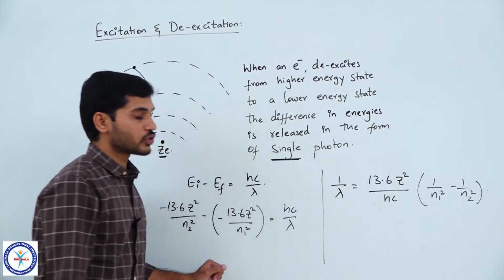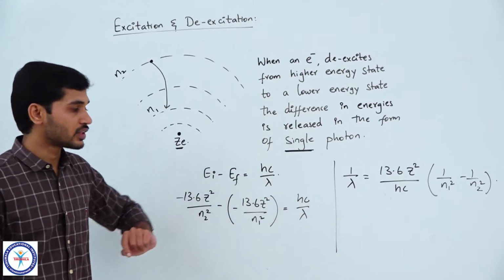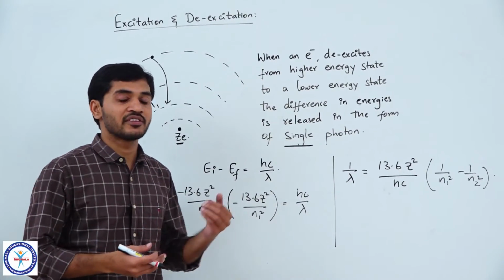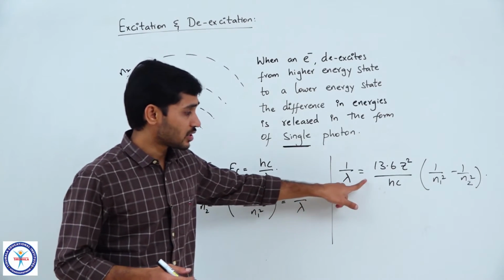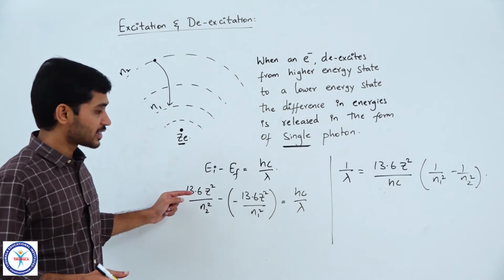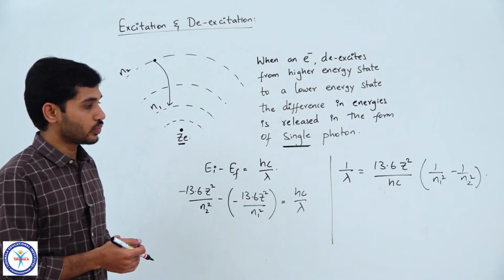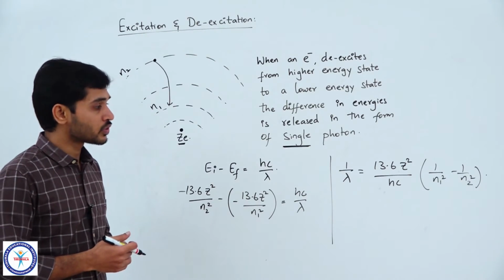So that is the expression which we would be getting here. So 1 by lambda, the inverse of wavelength, is also called wave number, which we'll learn about later. So 1 by lambda is equal to 13.6 Z square by hc into 1 by n1 square minus 1 by n2 square. So that is the expression which we would be getting.